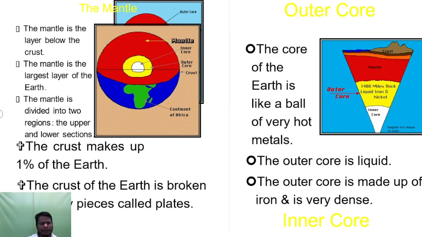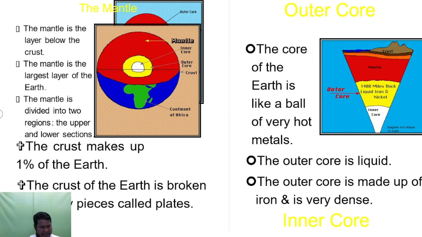Then the mantle. The mantle is a layer below the crust. The diagram shows that below the crust the mantle is there. This is on the crust, this is below the crust. The mantle is the largest layer of the earth. The red color indicates the mantle. This is the large space occupied. The mantle is divided into two regions, the upper and the lower sections. This one is the inner, then outer.